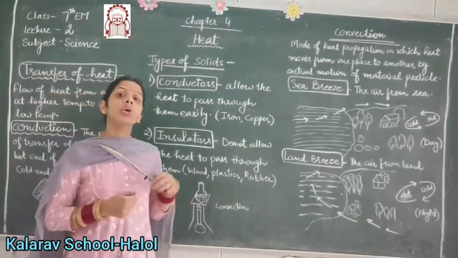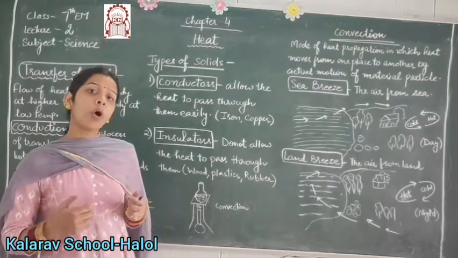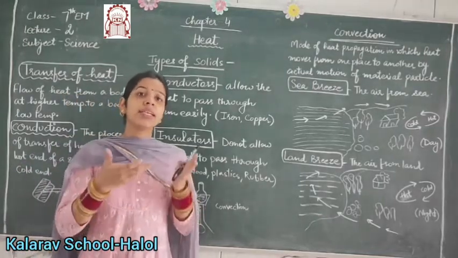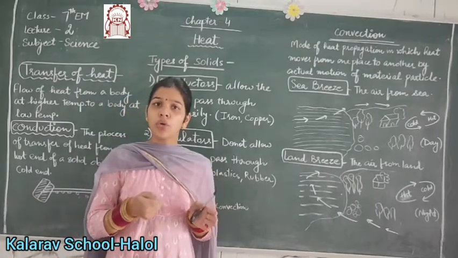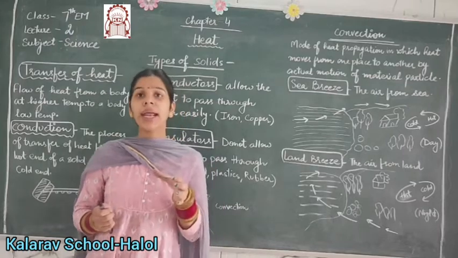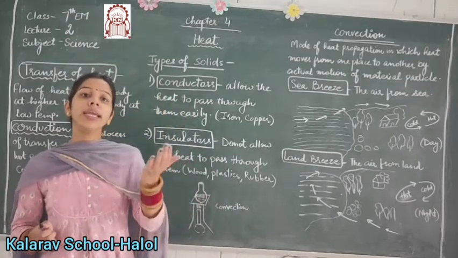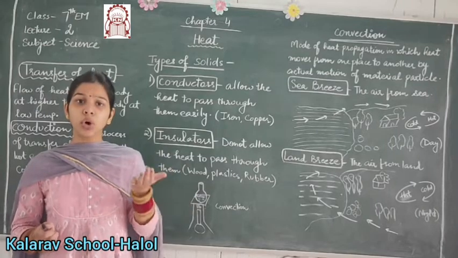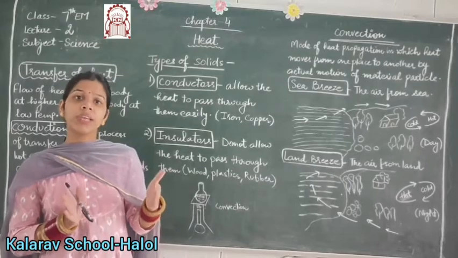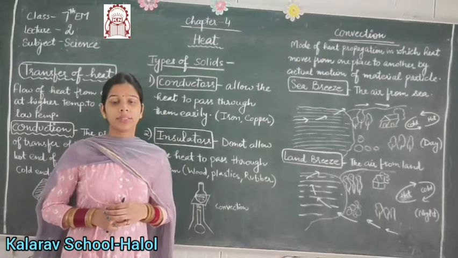As you see at your home, the saucepan has a handle made of plastic or wood, so that you can easily place the saucepan on the burning stove and handle it while cooking food. The handle made of plastic or wood does not allow the heat coming from the stove to reach your hand, as it is a bad conductor of heat. So these substances are called insulators.